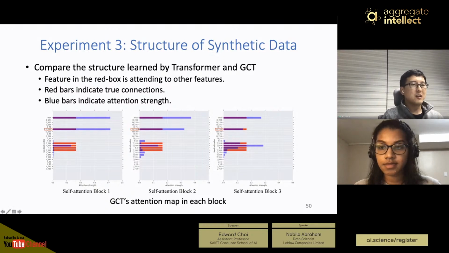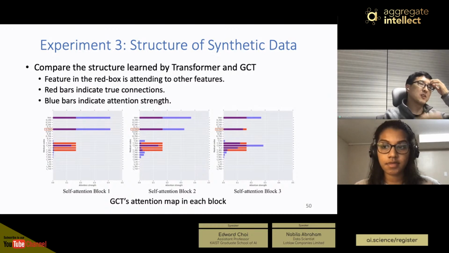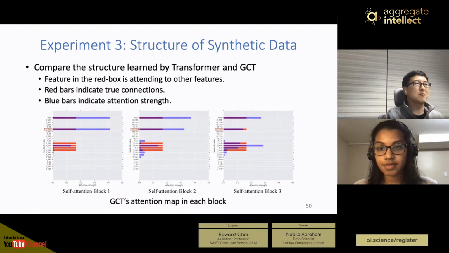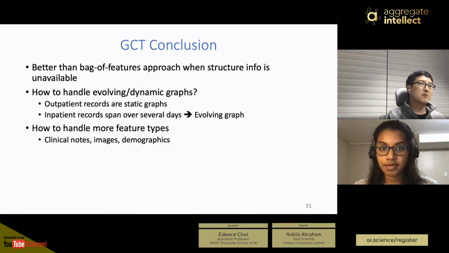Although there are some residuals here and here, compared to the Transformer it is doing a way better job. That is why GCT handles the graph reconstruction task much better than the Transformer. And of course, it is doing a better job for the readmission task and mortality task. I did a bunch of different tasks, and just chose a couple for time management purposes. So this was a visualization to show that GCT is doing a rather good job of approximating the true graphical structure. The lesson is, even if we don't know the true structure, there's still a better way than just treating everything as a bag of features approach.